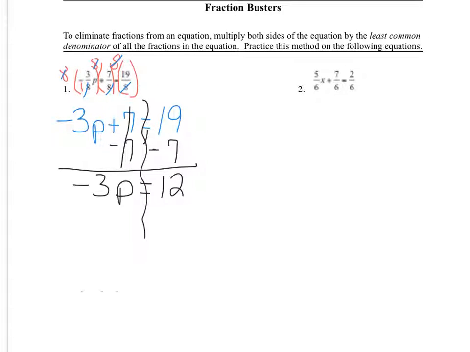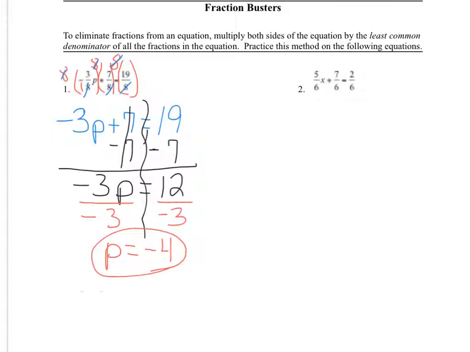Next I have to get my negative 3 and my 12 together, but again they're on opposite sides of the river, so I have to do my opposite operation. The opposite of multiplying is to divide by negative 3. So I wind up with p is equal to negative 4 for my answer. So that method of multiplying by the least common denominator, in this case we only had one denominator, so it was 8, gets rid of those fractions, and you wind up with just a regular old equation like we've had before.